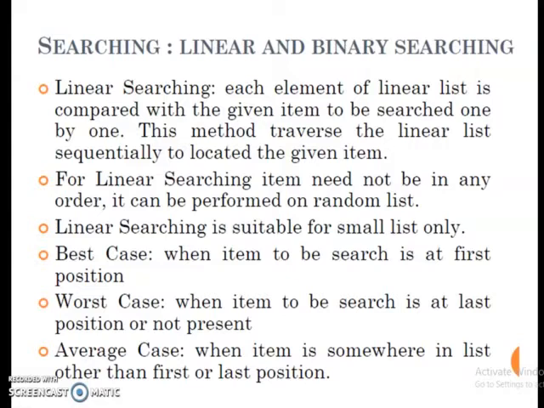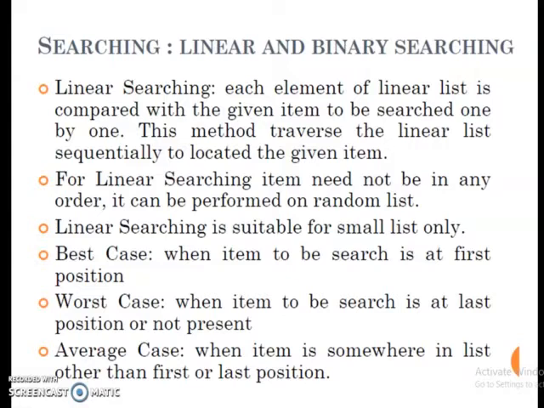Then, which are the best case, worst case and average case. The best case is when the item to be searched is at the first position. The searched element is located at the first position, so this is the best case. The worst case is when the item to be searched is at the last position or not present. The average case is when the item is somewhere in the list other than the first or last position. So this is called linear searching.